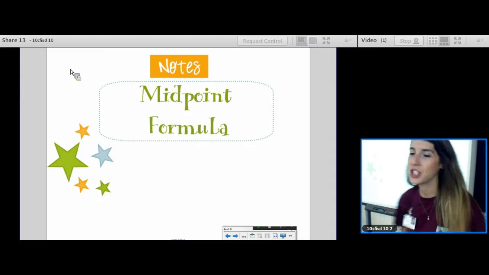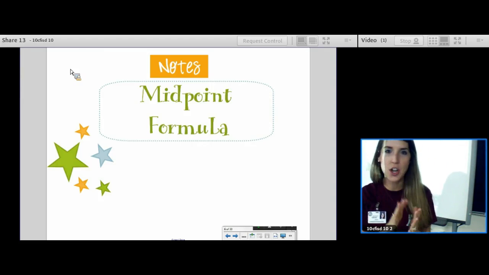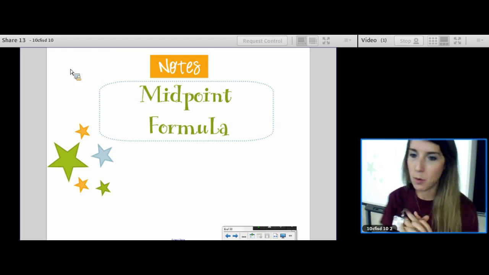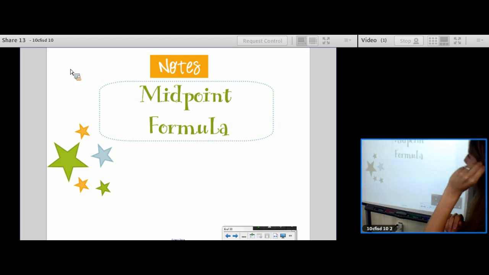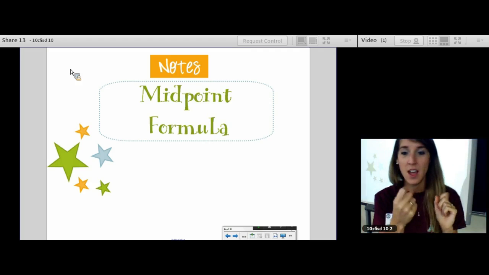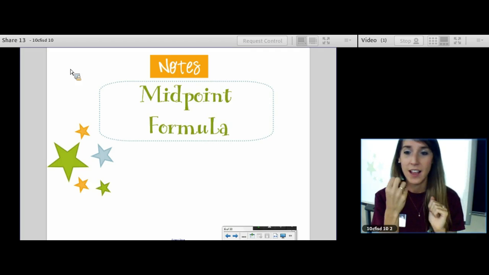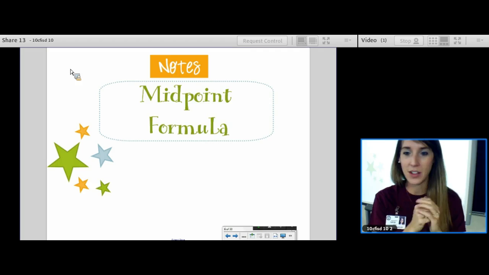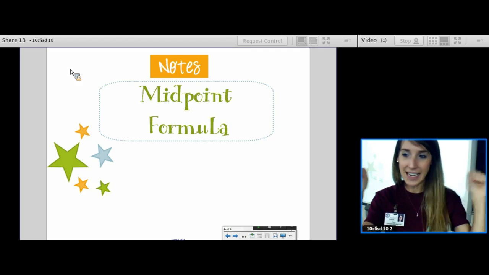Today we are going to start with midpoint formula. So get your notes out and title it Midpoint Formula. We're going to learn how to find a midpoint, an endpoint, and a fractional distance. So we have a lot to cover today. Really exciting day.